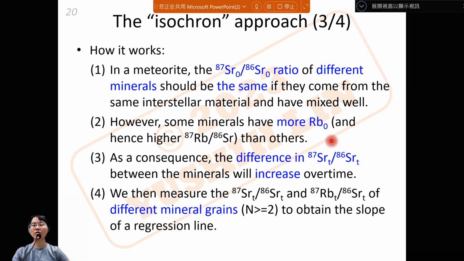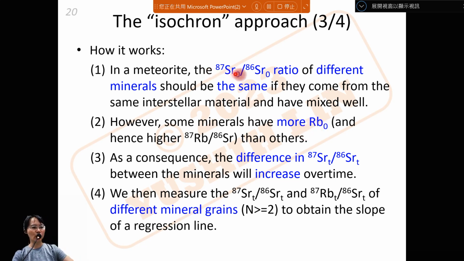So why do different minerals have different rubidium? When I say rubidium here, I did not limit it to rubidium 87. I mean all rubidium. This is related to the rubidium ion itself. Different minerals have different structures. Therefore, they can allow different levels of rubidium substitution. You might ask, does this also apply to strontium? Yes. They will also have different strontium content.